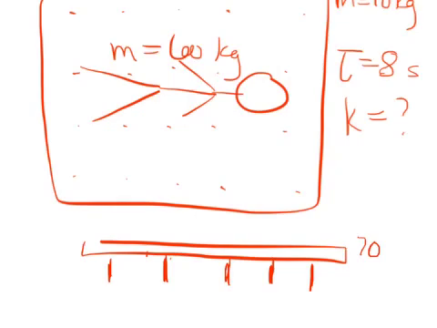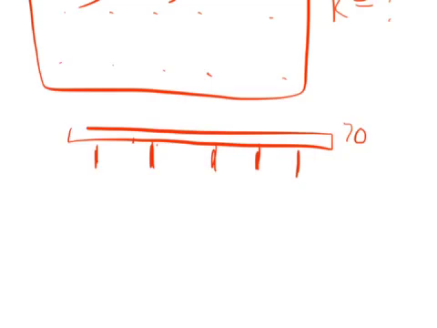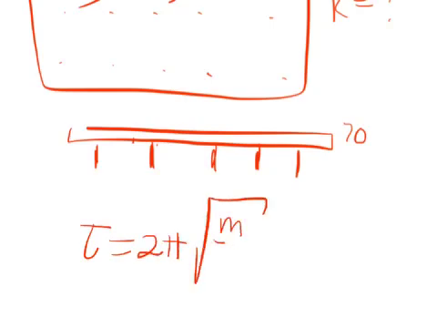Okay? Wait, so do we divide the 70 by 20? That's what we're going to figure out. Let's look at our formula. That's one way to think about it, Helen. One way to think about it is that, but there's another way to do it. It might be easier. Think about the formula. Tau equals 2 pi root m over k.